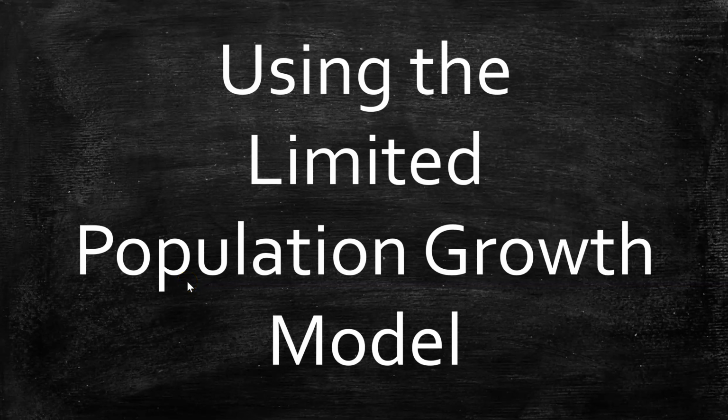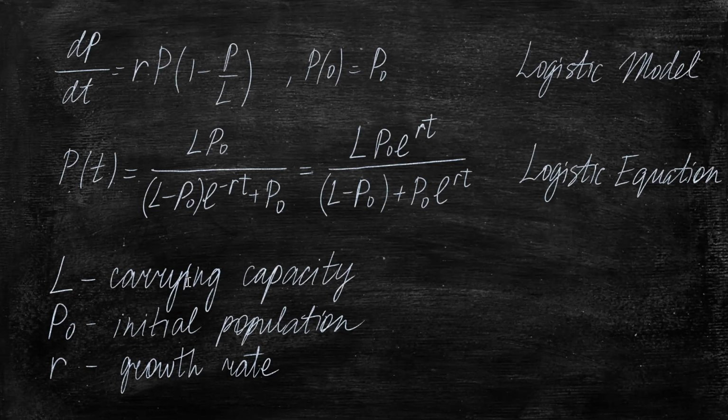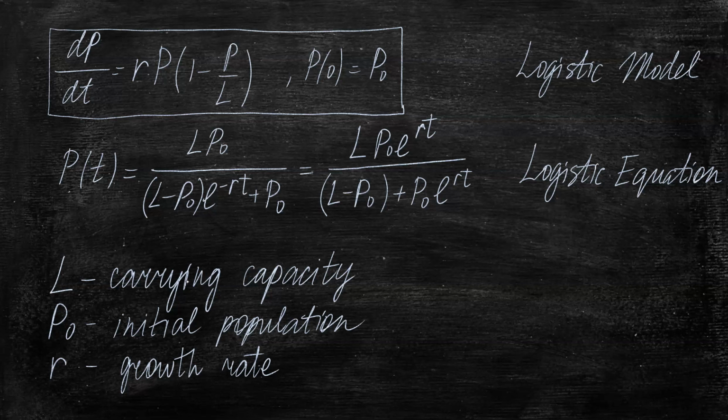Next, we'll discuss how to use the limited population growth model, also known as the logistic equation. Previously, we talked about the type of differential equation that we have to solve to find the function that represents the population at time t when an additional constraint is given. So this is the equation, and here we have its solution.